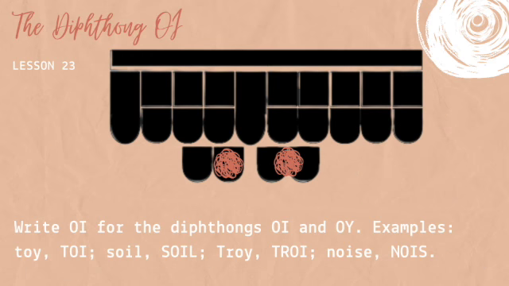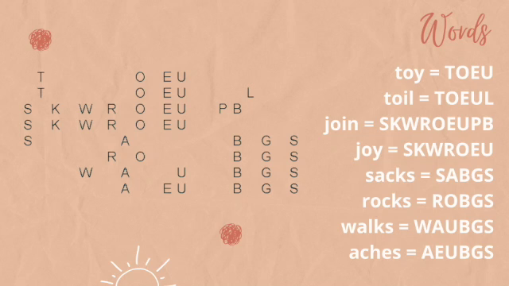Let's have another lesson. We have lesson 23, that's diphthong OI. So we write OI for the diphthongs OI and OY. Examples are toy, soil, Troy, and then noise. Okay, we have here words applying the diphthong OI. So we have toy, toil, join, joy, sacks, rocks, walks, aches.